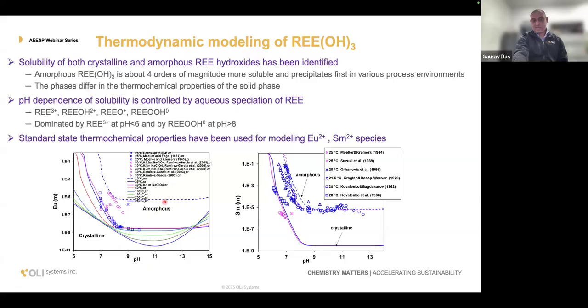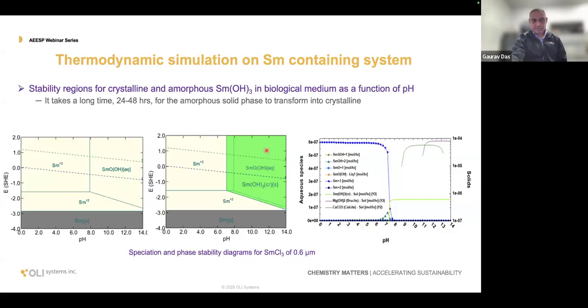So specific species have been incorporated in the model, such as rare earth 3+, OH 2+, rare earth OH2, and neutral OH3 species. Since there are no solubility data available for the europium 2+ and samarium 2+ systems, standard state thermochemical properties have been used to represent those systems.